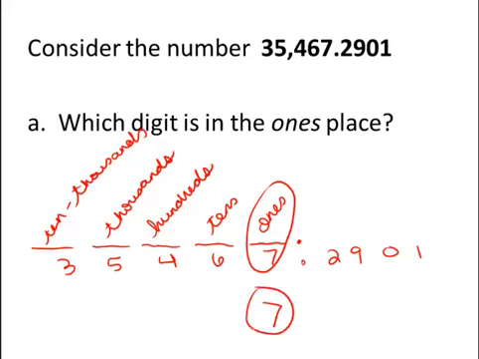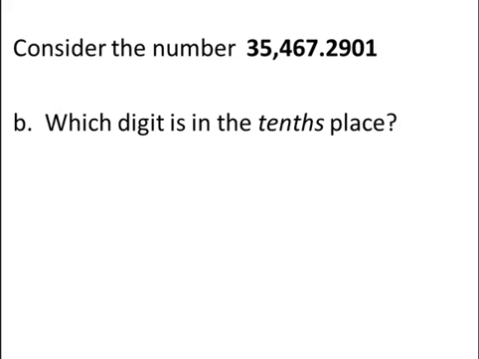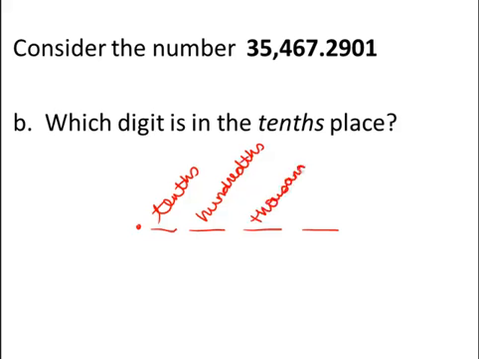Moving on to part B, which digit is in the tenths place? Since it ends with "ths," we're being asked about something that is to the right of the decimal point. So let's just review these place value names. The first place value to the right of the decimal point is our tenths, followed by the hundredths, the thousandths, and the 10,000ths.